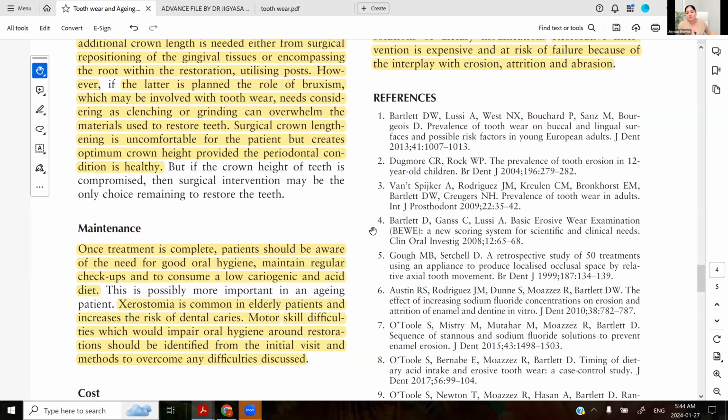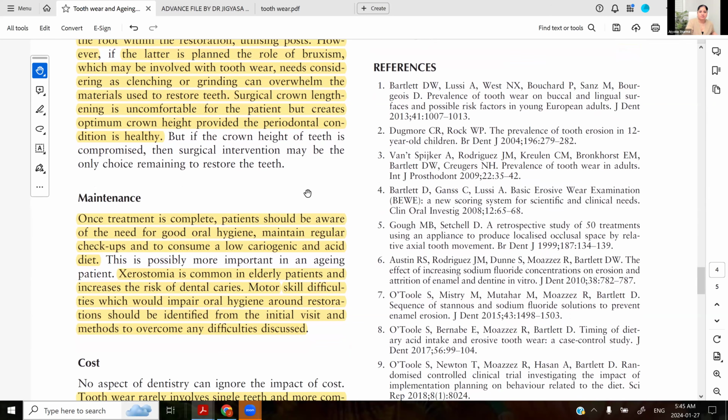If ferrule is missing, see, Avanika, ferrule is the remaining tooth structure. If ferrule is missing, you don't have clinical crown height. You have to do either extrusion or surgical crown lengthening. When you do crown lengthening or you do extrusion, automatically you obtain ferrule, Avanika, right? Yeah.